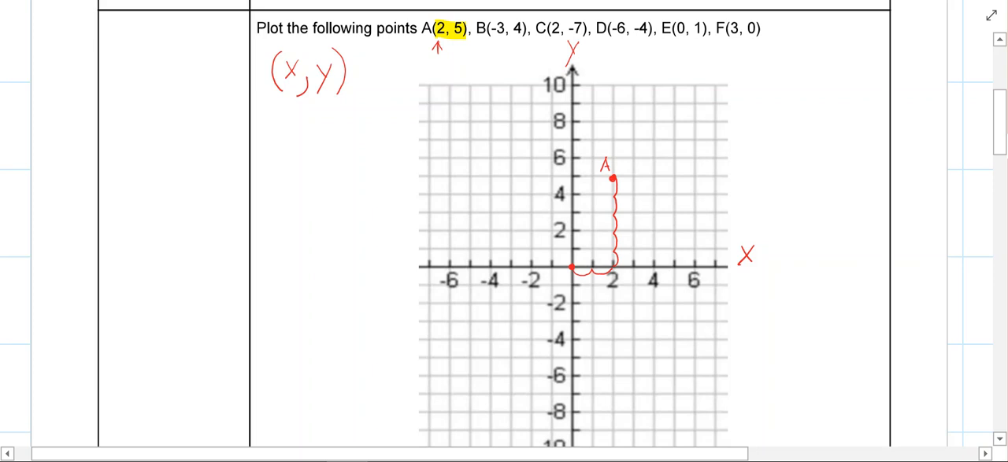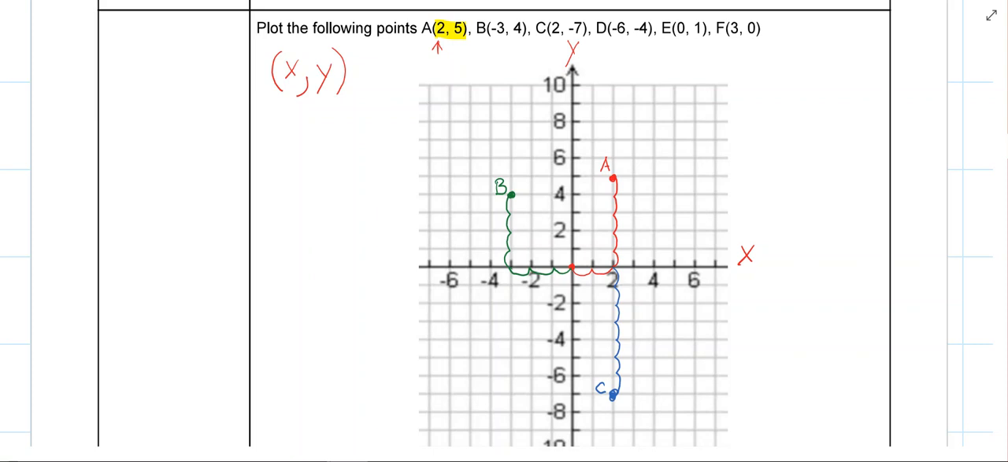B is -3, 4. Start at your origin. Negatives are going to the left, 1, 2, 3, and up 4. 1, 2, 3, 4. It's positive, so it went up. That's B. Moving on to C, it is 2, -7. So we go over 2 and down 7. 1, 2, 3, 4, 5, 6, 7. Label it. Move on to the next.